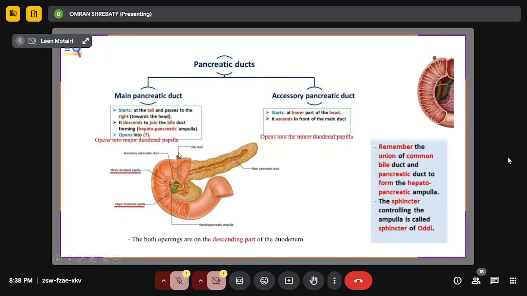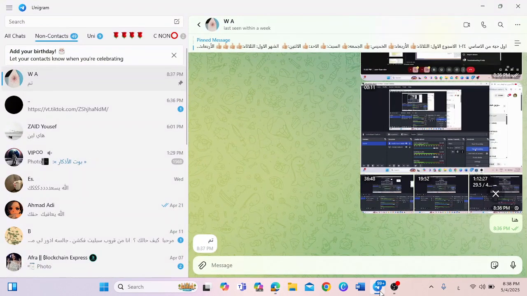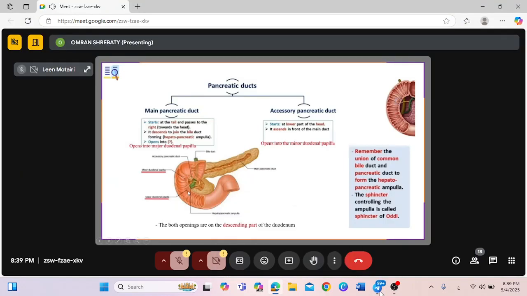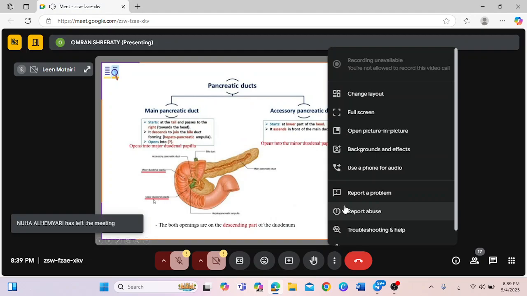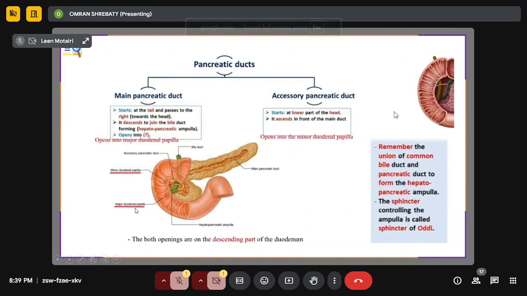So as we can see here, we are having the common bile duct coming from the gallbladder and the hepatic ducts. Here we are having the common bile duct, and here we are having the main pancreatic duct. Both of them are going to descend together and join, forming an opening here. This opening is going to be in the what? In the duodenum. We will call it the major duodenal papilla. And there is a sphincter there to regulate the opening and the closing. What will we call this sphincter? It's the sphincter of Oddi. Okay, this is regarding the main pancreatic duct. So the opening is going to be into the major duodenal papilla. Which sphincter is there? Sphincter of Oddi.